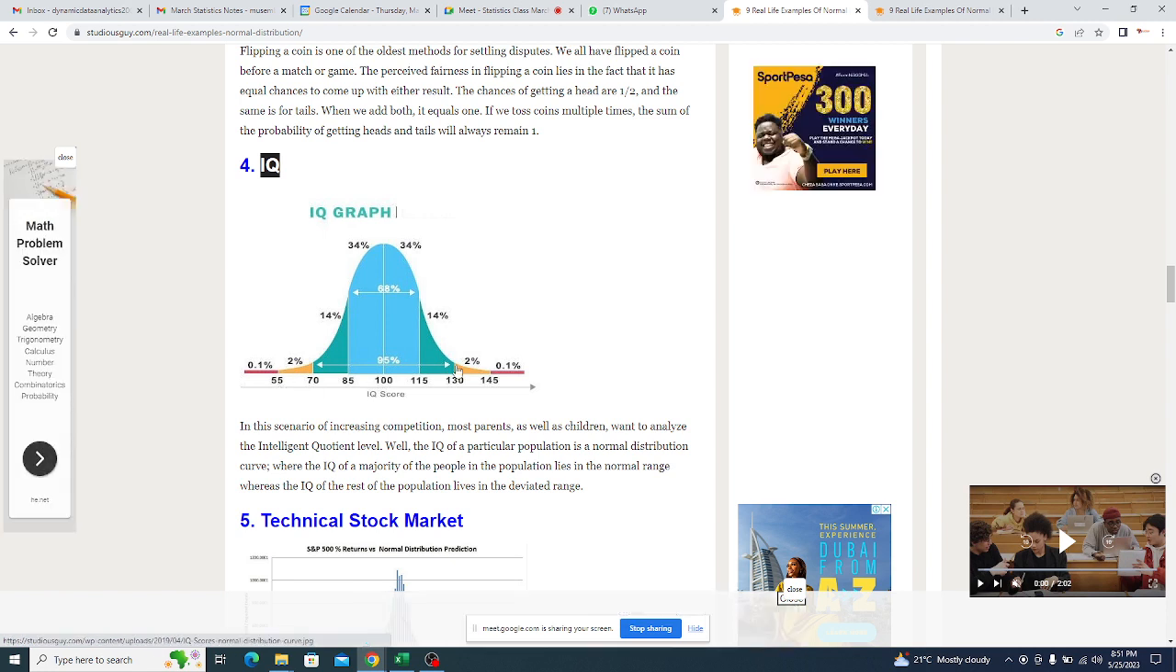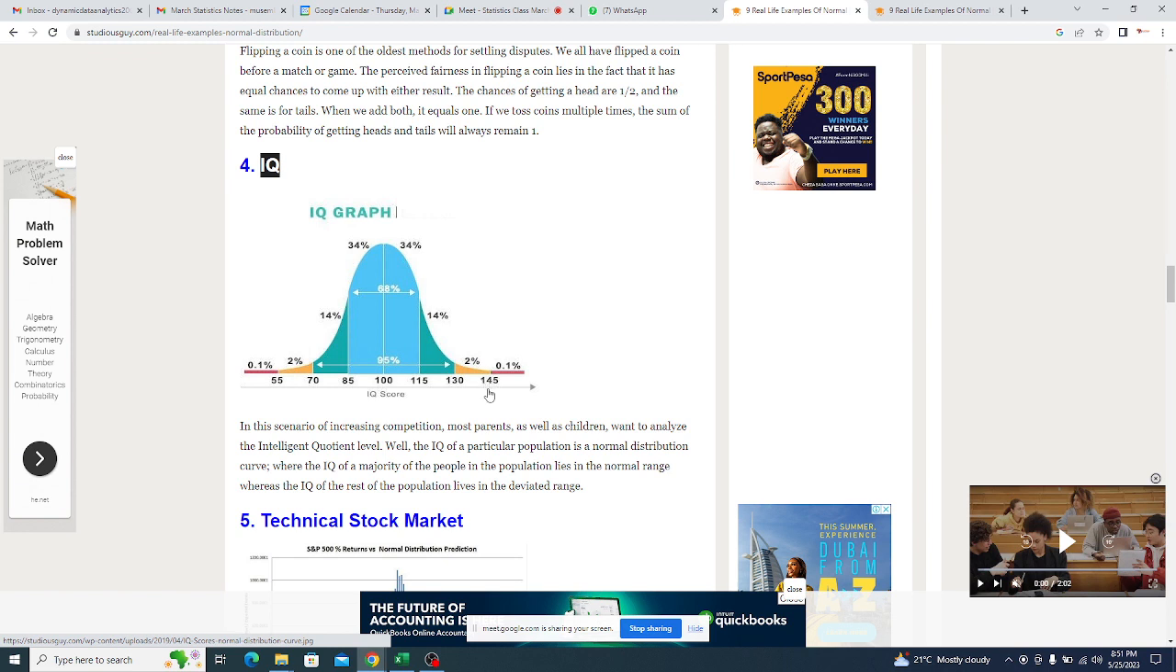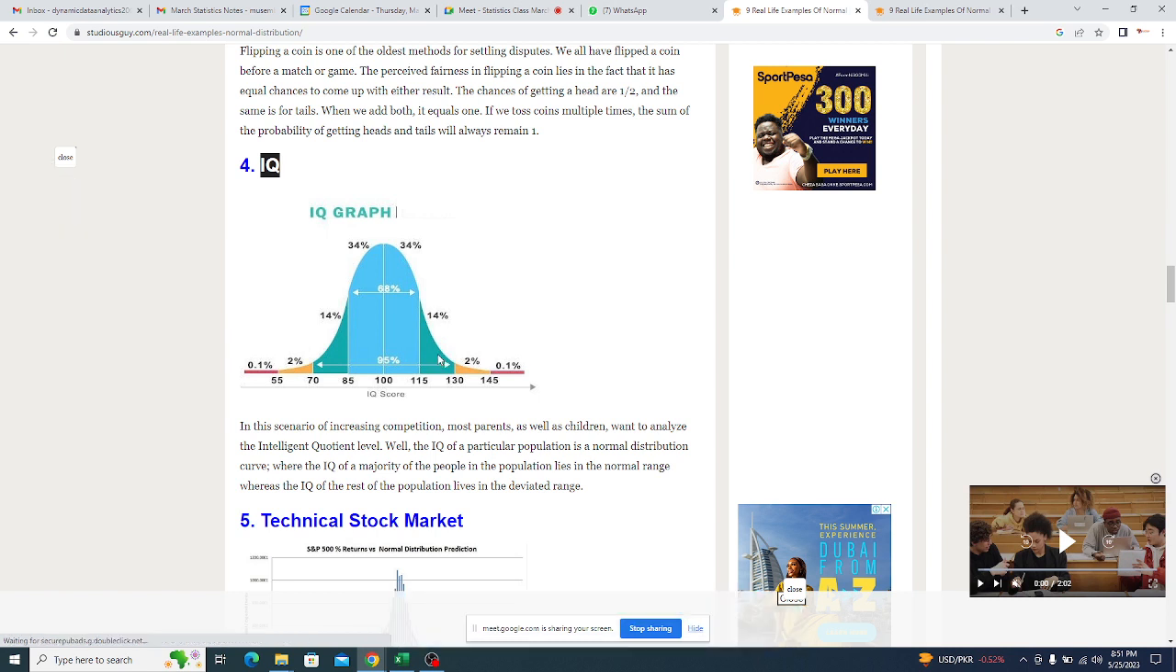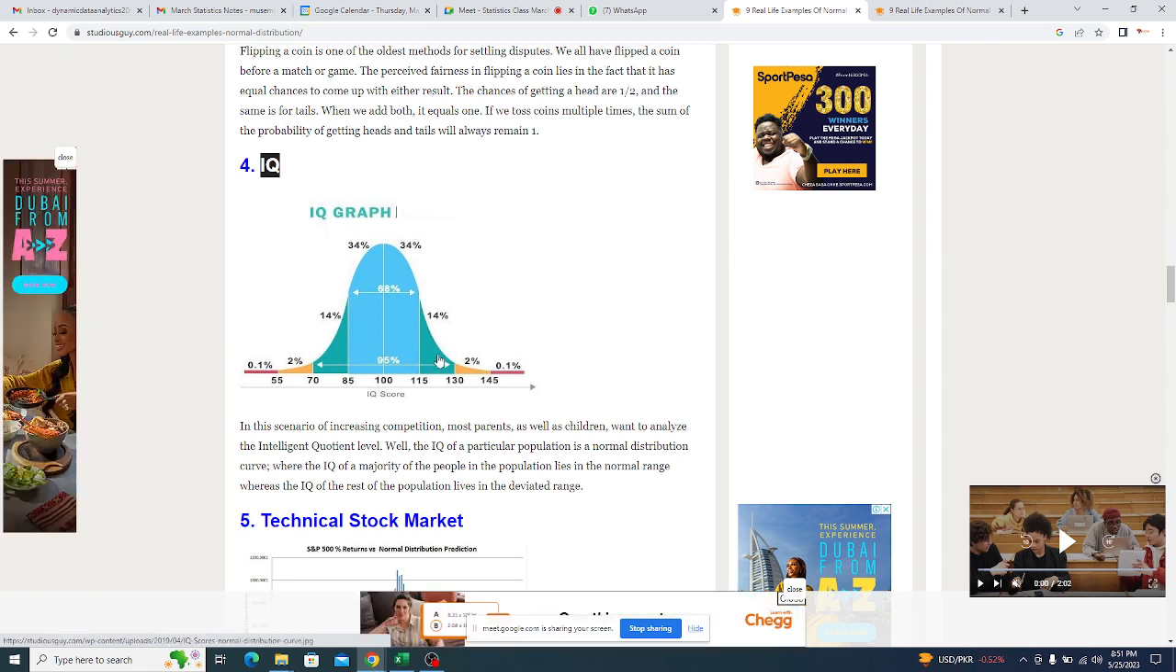Between 55 and the highest IQ of 140, 145, a minimal number of people have an IQ which is greater than what? Greater than, let's say, even 100 or 110. Very few people have an IQ which is greater than 110. Like for Barack Obama, he is said to have an IQ of 132.